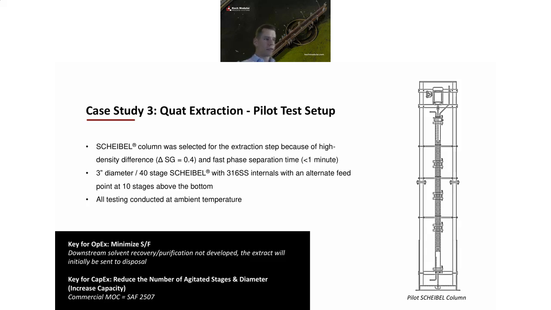So the keys for this pilot test were to minimize the solvent to feed ratio. That was particularly because the downstream solvent recovery and purification unit operations weren't developed. So initially the extract stream will be sent to disposal. Because of that, we just wanted to reduce the amount of solvent, and thus the extract stream, as much as possible. In terms of CapEx, we were looking to reduce the number of agitated stages and also the diameter by pushing the capacity during the pilot test, just to reduce the CapEx of the column itself.